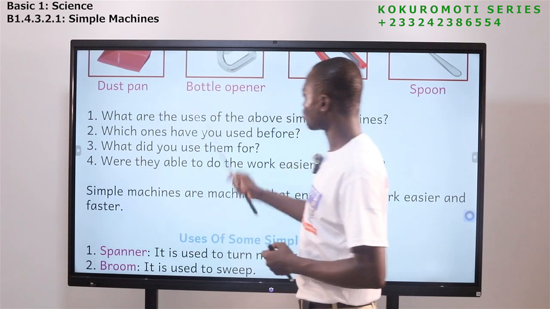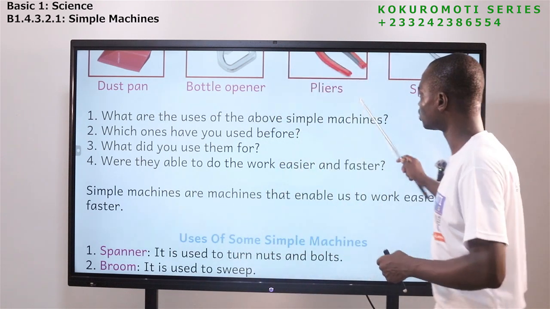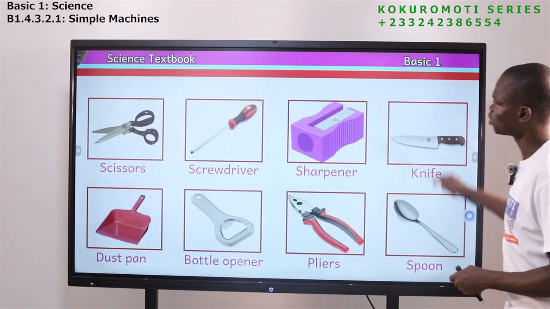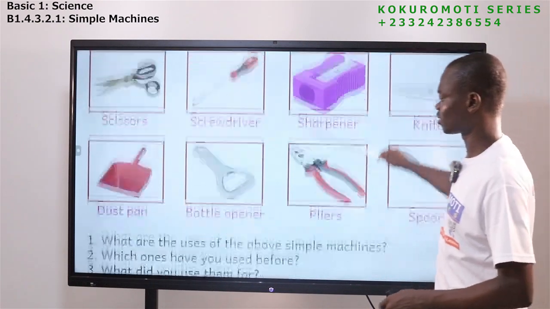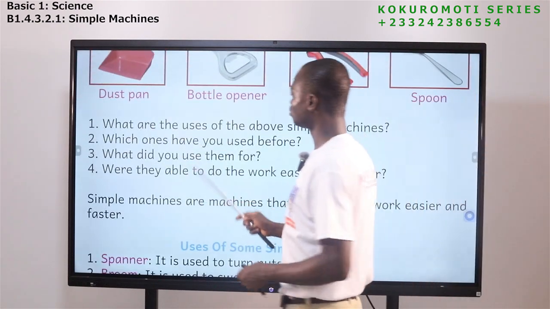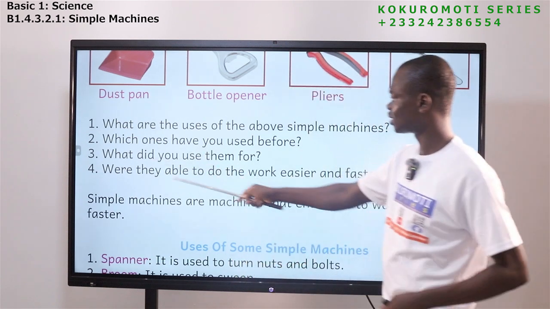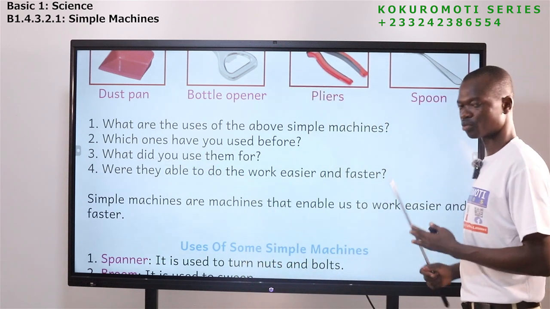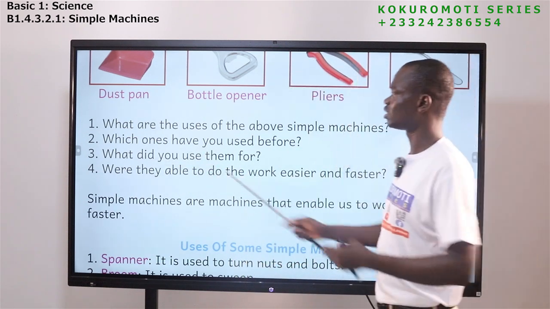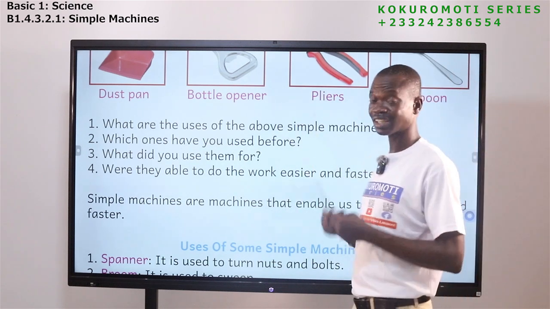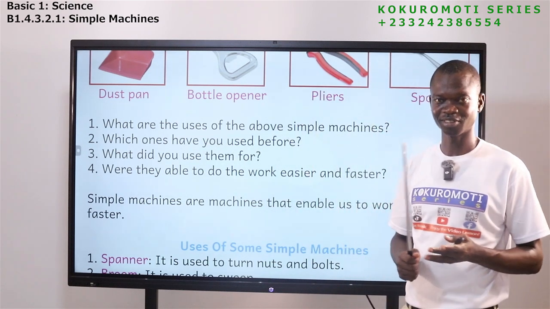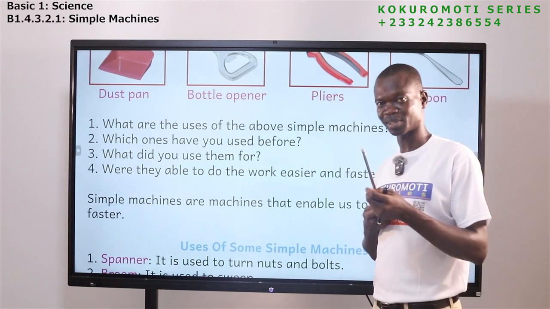Which ones have you used before? These machines, which one have you used before? I know all of you have used these before. Sharpener. Yes. What did you use them for? What did you use these machines for? The simple machines. The sharpener. What did you use it for? You use it to sharpen your pencil.